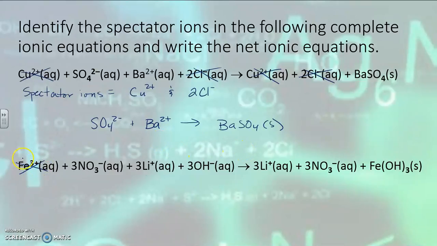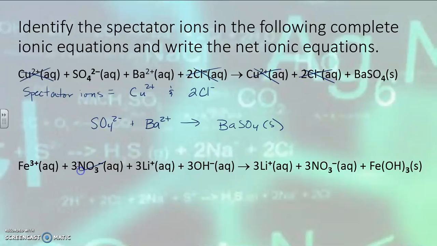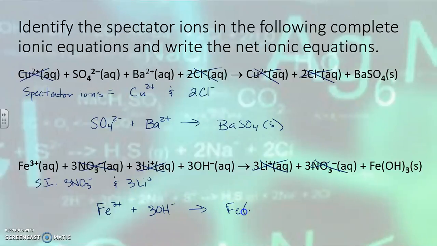Okay, oops, I crossed out the wrong one. Let's do that again. All right, so we have nitrates on both sides. We have lithiums on both sides. Okay, so our spectator ions would be 3 nitrates and 3 lithiums. And our net ionic equation would be iron 3 ion and 3 hydroxide ions to give us Fe(OH)3 solid.